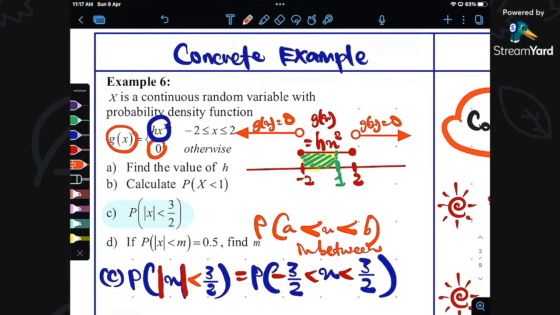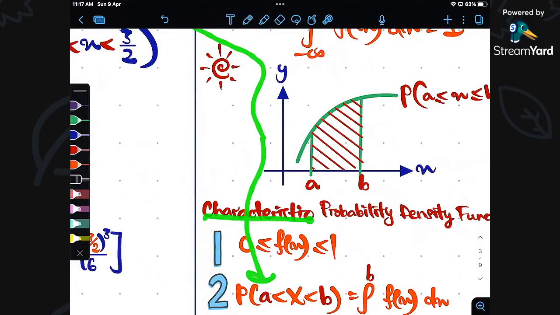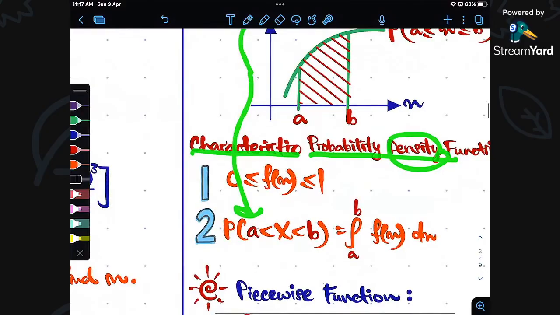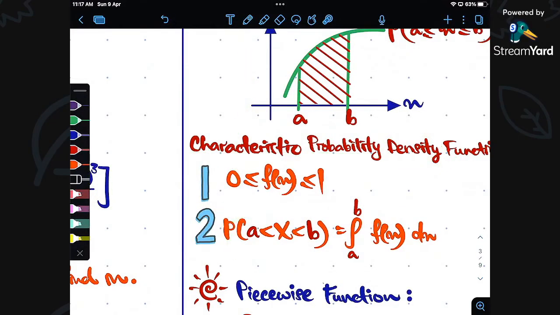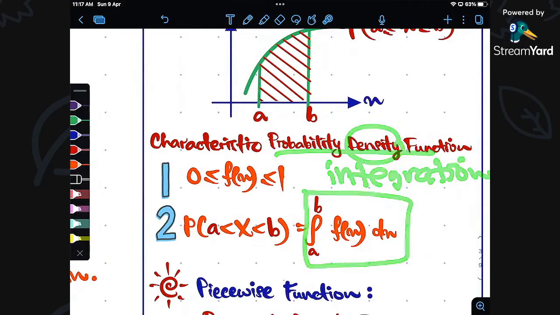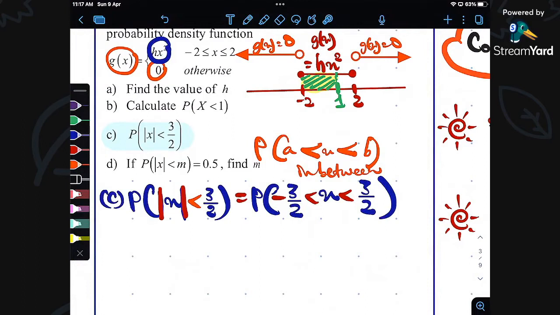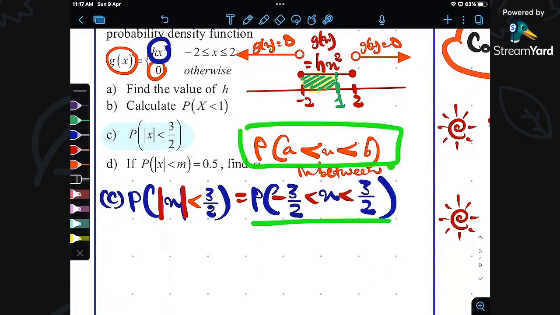So this seems very familiar, isn't it? This seems very, very familiar in my notes here. This is the characteristic of the PDF, probability density function, where whenever you see P, finding the probability of X in between the limits A and B, you can write it in terms of integration. Remember, the PDF, density function, always involves integration, so you will never run away from integration. You must put the integral from the lower limit to the upper limit, A and B here, and then you integrate the function with respect to x. For now, it is always x.